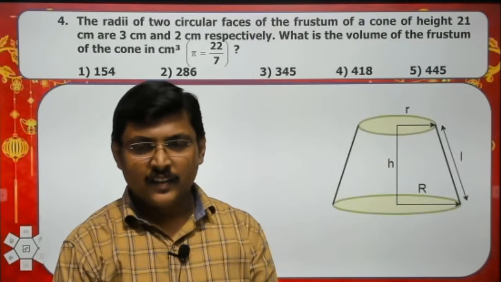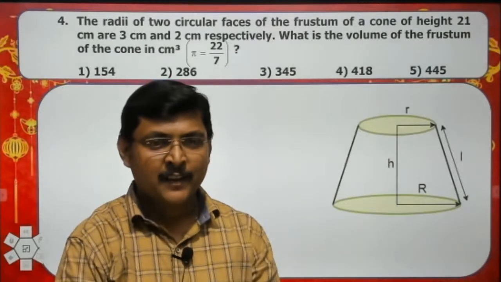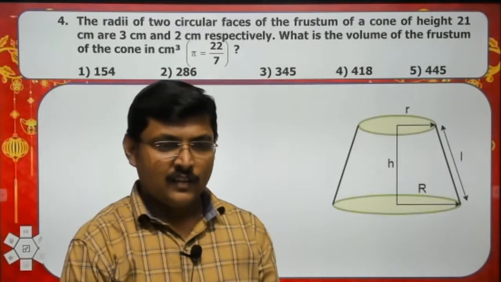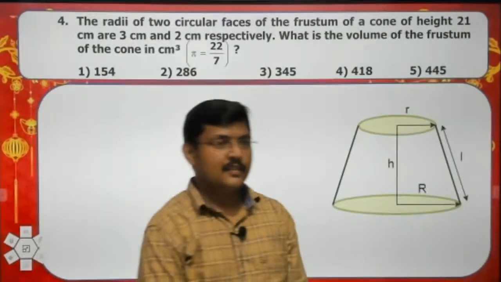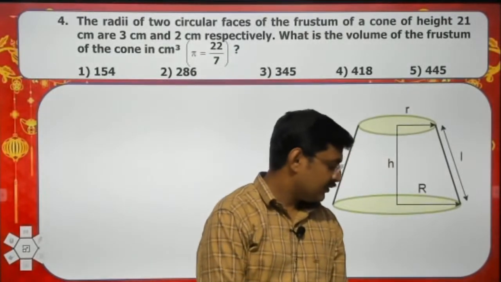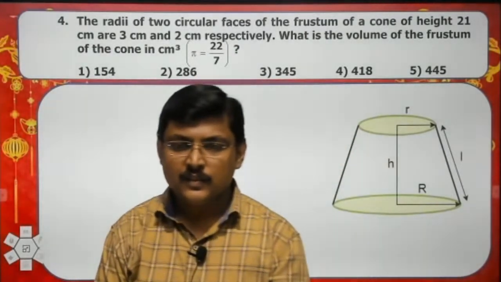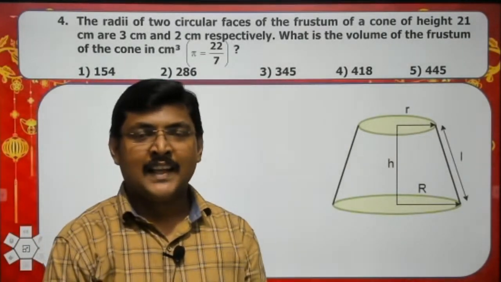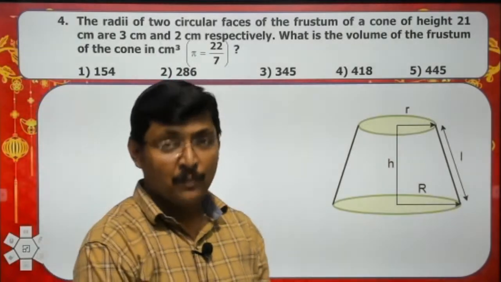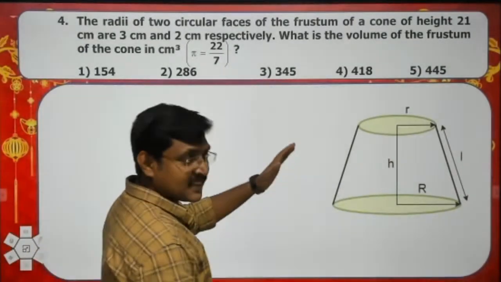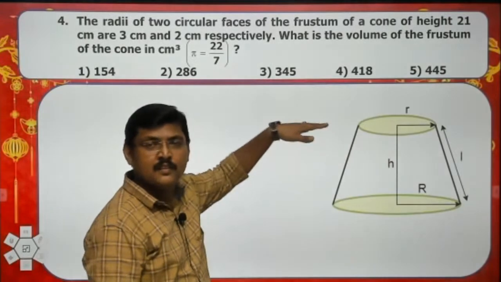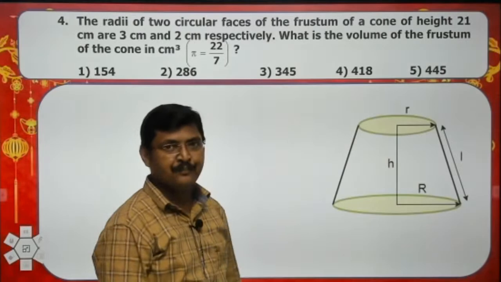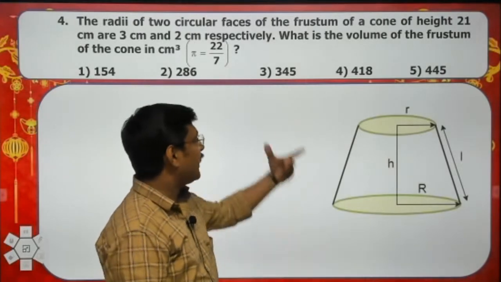So for this question, many of you have a doubt regarding the formula for the volume of the frustum. You know, when we cut the top portion of a cone, the remaining portion looks like this. If we consider a cone and cut the top portion, the remaining portion looks like a frustum, and this is a frustum. So we need to find the volume.